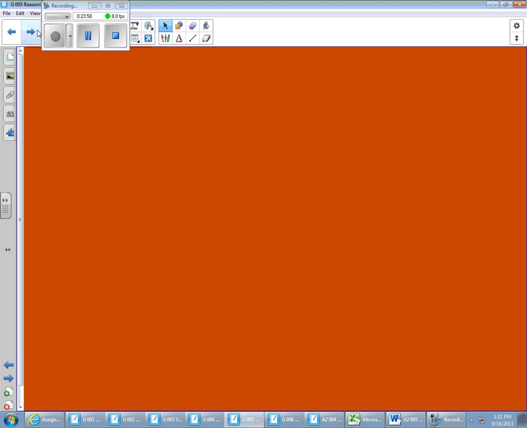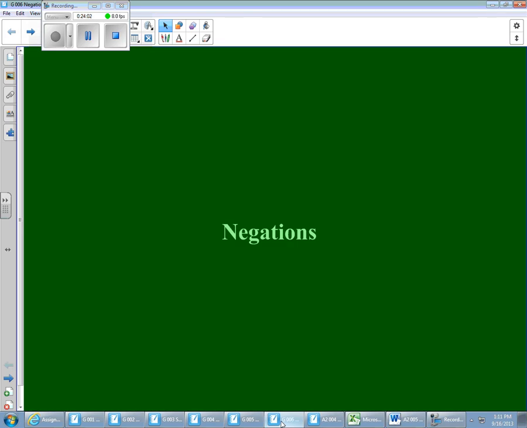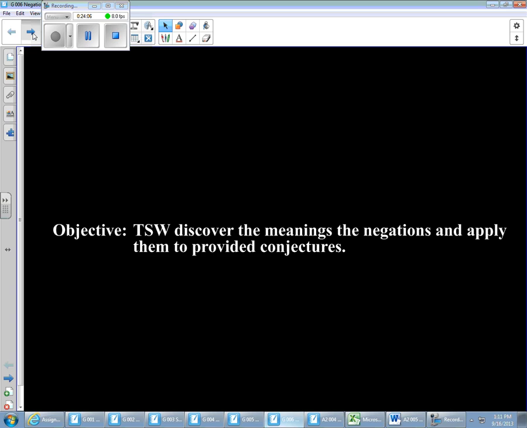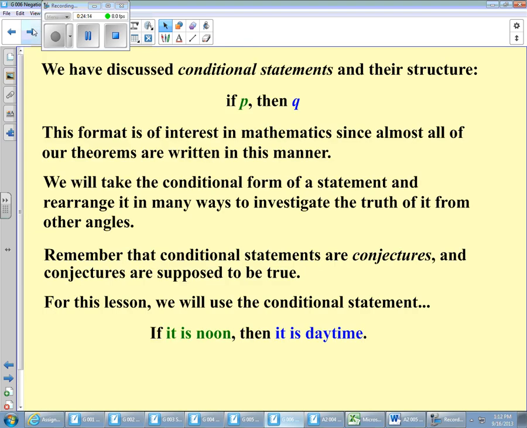Okay, that was the end of the reasoning, and the final lesson was on negations. Okay, and negations deal with what we can do with conditional statements. Student will discover the meanings of the negations and apply them to provided conjectures. Okay, you have the conditional statement, if P, then Q, where P is the hypothesis and Q is the conclusion.